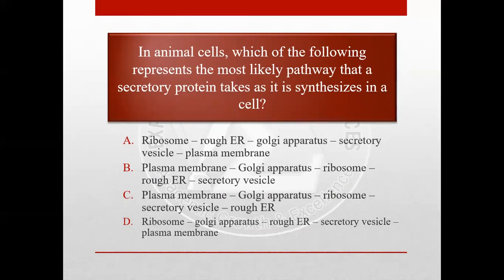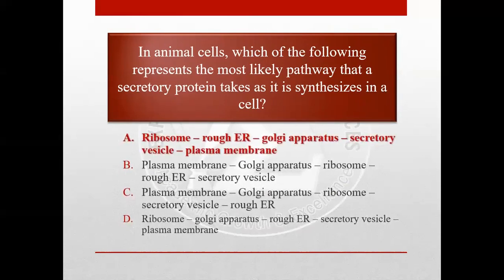Let's reveal. Letter A is the correct answer. The proteins are synthesized in the ribosomes. The rough ER will then send the proteins to the Golgi apparatus, into the secretory vesicles to the plasma membrane.